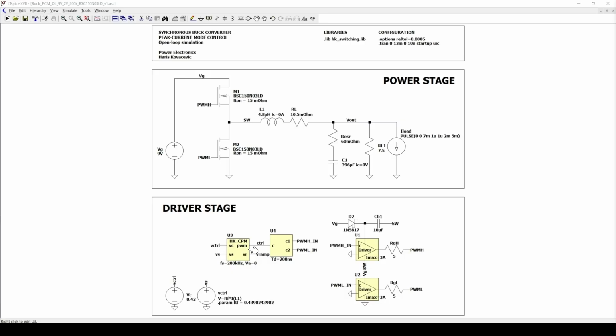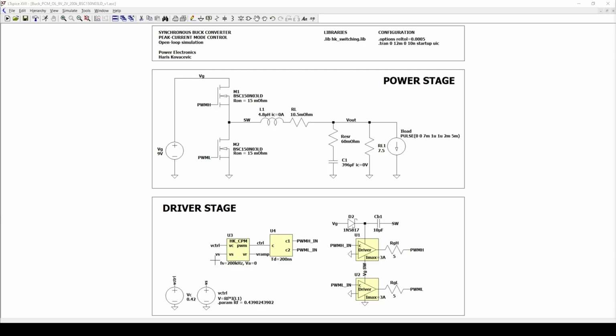This block implements the peak current mode modulator. The inductor current is sensed and combined with the artificial ramp internally. The summed signal is then compared against a reference threshold, which can be set here. When the current reaches the programmed peak value, the comparator resets the PWM latch and turns the switch off. This decision is made every switching cycle, which is why peak current mode control is often described as a cycle-by-cycle control method.